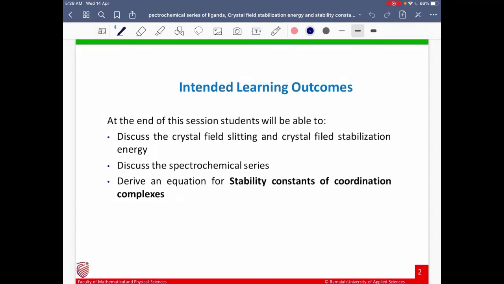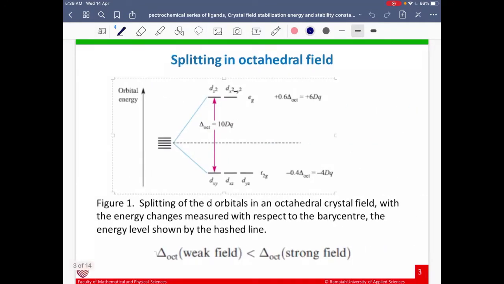At the end of this lecture, we will be able to discuss crystal field splitting, crystal field stabilization energy, and spectrochemical series of ligands. We will start with splitting in octahedral field. We studied the splitting of d orbitals in an octahedral field, which is shown in this figure 1: splitting of the d orbitals in an octahedral crystal field with the energy changes measured with respect to the barycenter, the energy level shown by the hashed line.